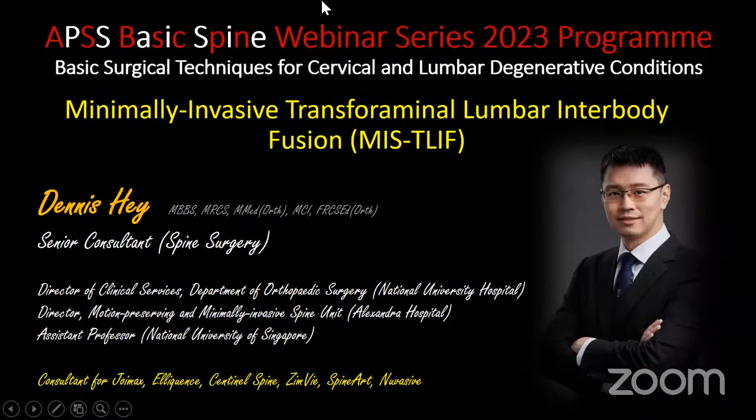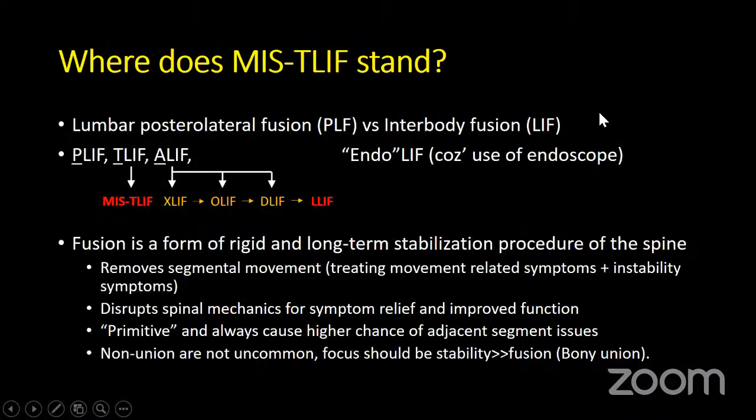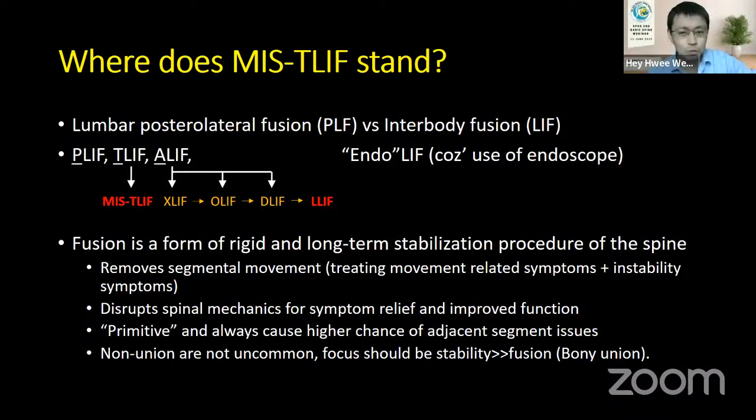Perhaps I just start off with defining a little bit of fusion. I think there are two big major groups. One is posterolateral fusion, one is interbody fusion. A lot of countries, a lot of surgeons are moving towards interbody fusion. And with interbody fusion, there are three kinds: posterior, the transforaminal, as well as the anterior. The transforaminal is what we're talking about today, but in the MIS way.